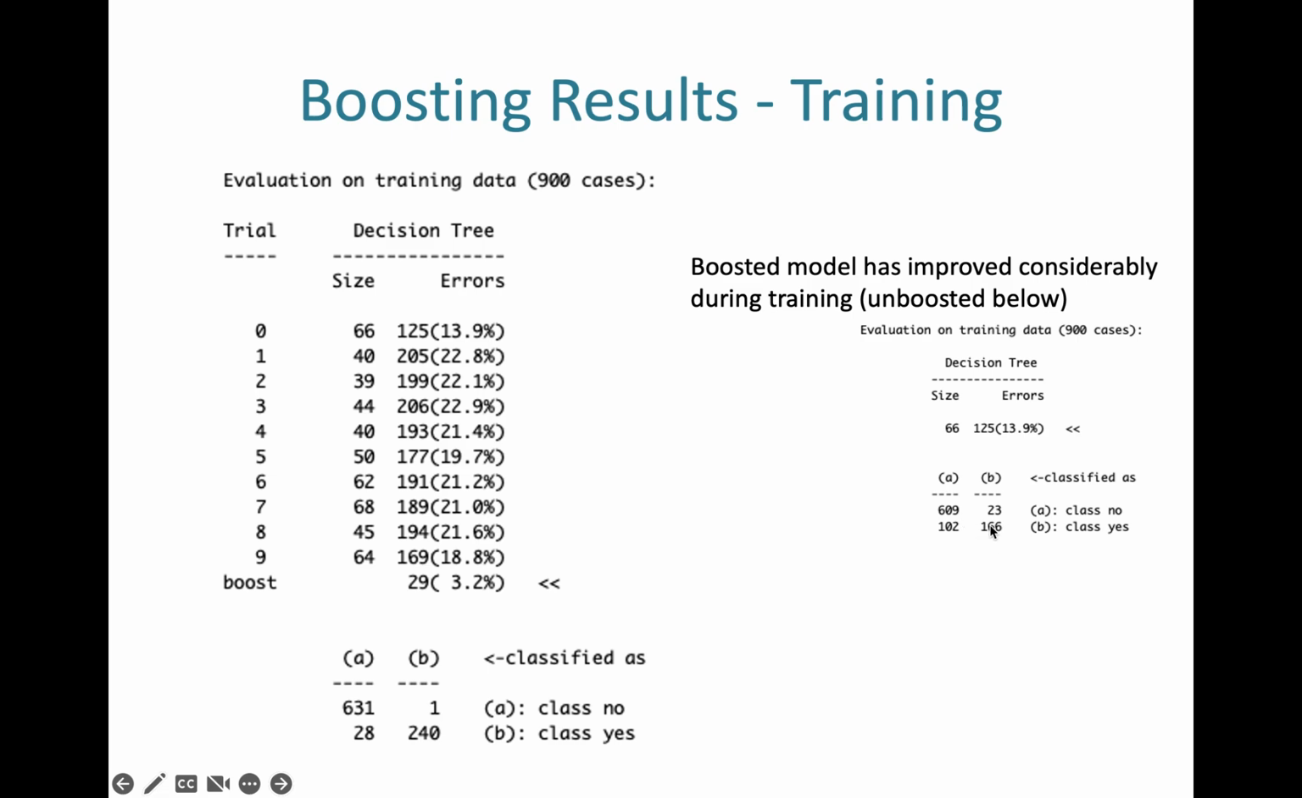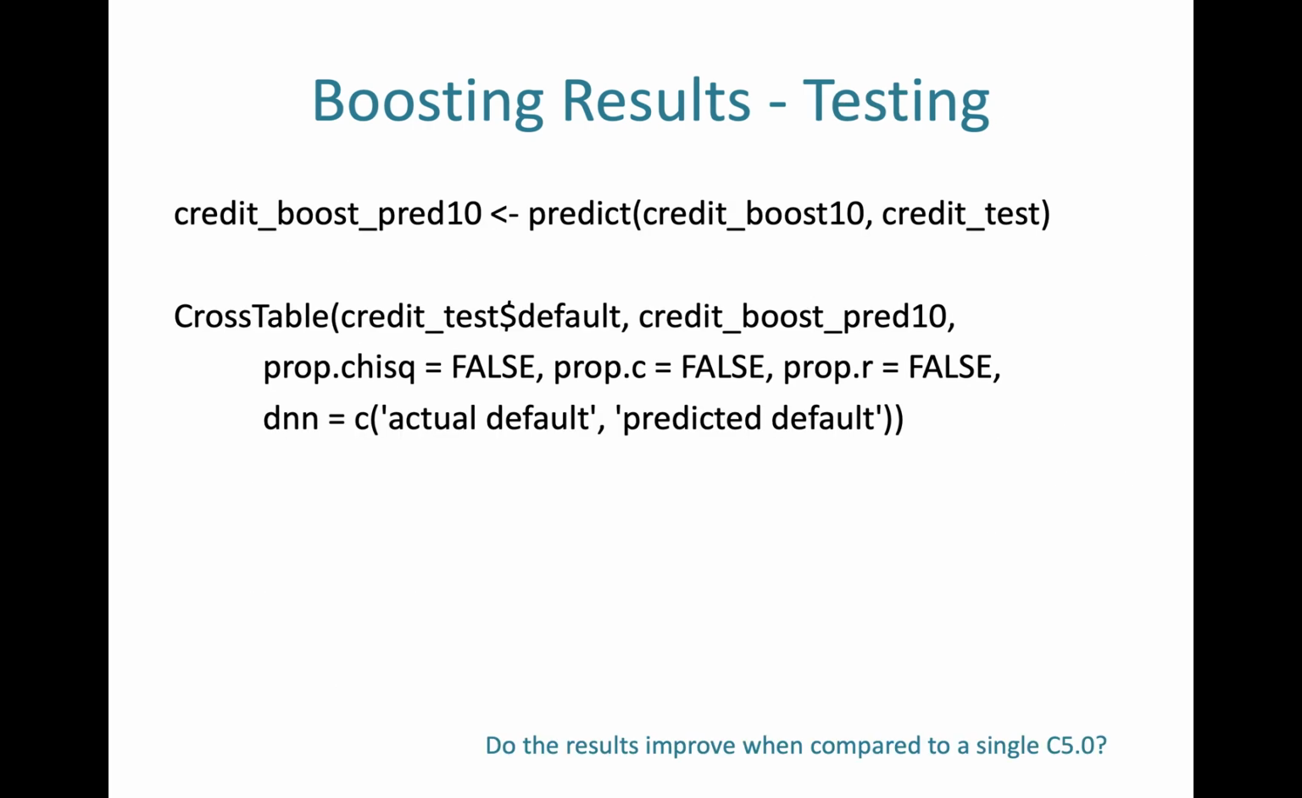But for the yes class, when we say that this is a true positive, the person is going to default, we've gone up from 166 to 240. So with this boosting approach, at least during training, we are now able to identify better the default cases, the true positives. Okay, so that's for training.